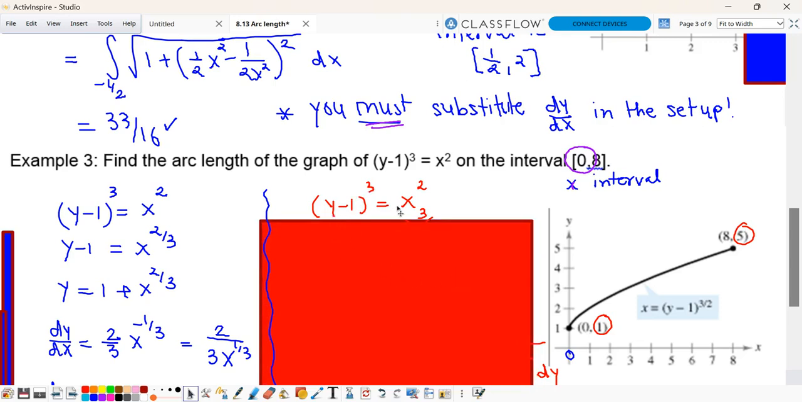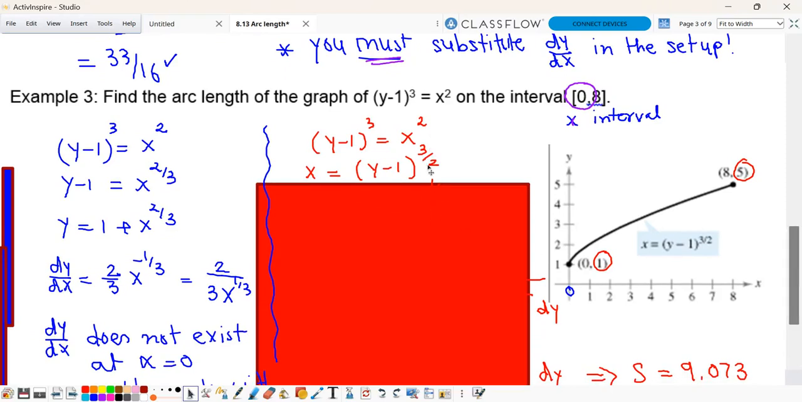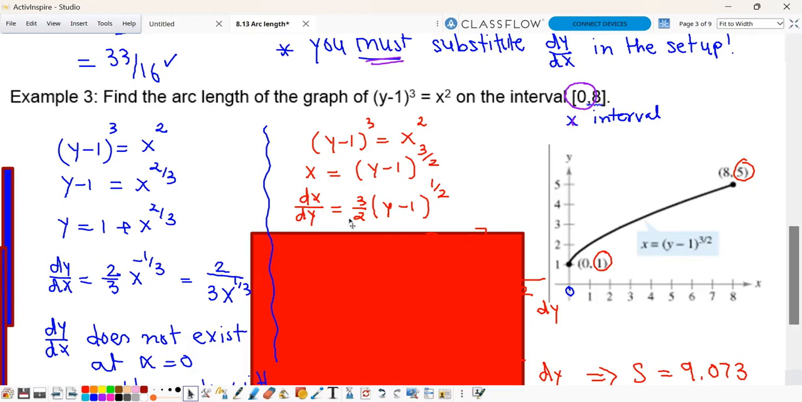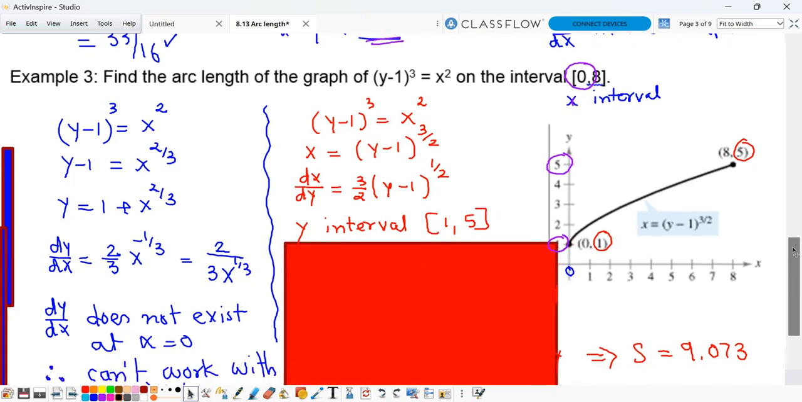Sorry. (y minus 1) cubed is equal to x squared. So let's solve for x. Solving for x is taking a square root, so which is the 3/2 power. And you should have some idea that the derivative of the 3/2 power will have a positive exponent. And on the y interval, now you are going to check differentiability on 1 through 5. Now 1 minus 1 is a 0, but 0 is still considered a good answer. So the function is differentiable on 1 to 5.